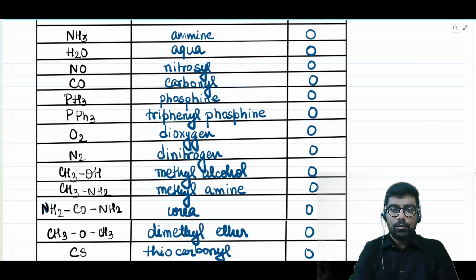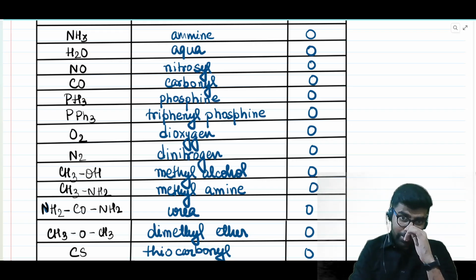Okay, now we will move on to the next set, that is the anionic ligands. Let's start off with that one.